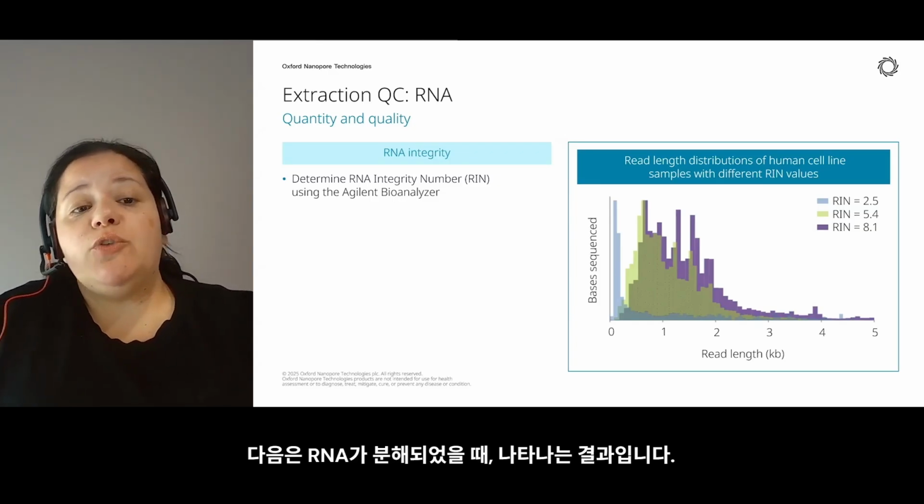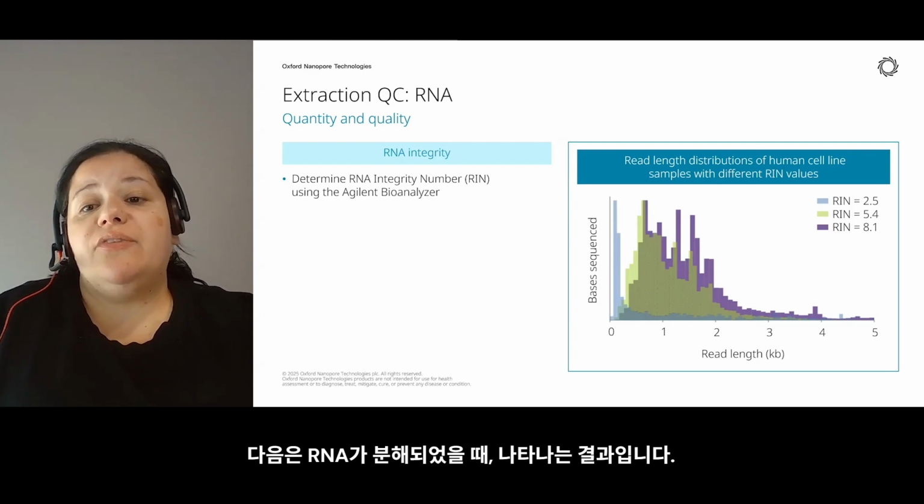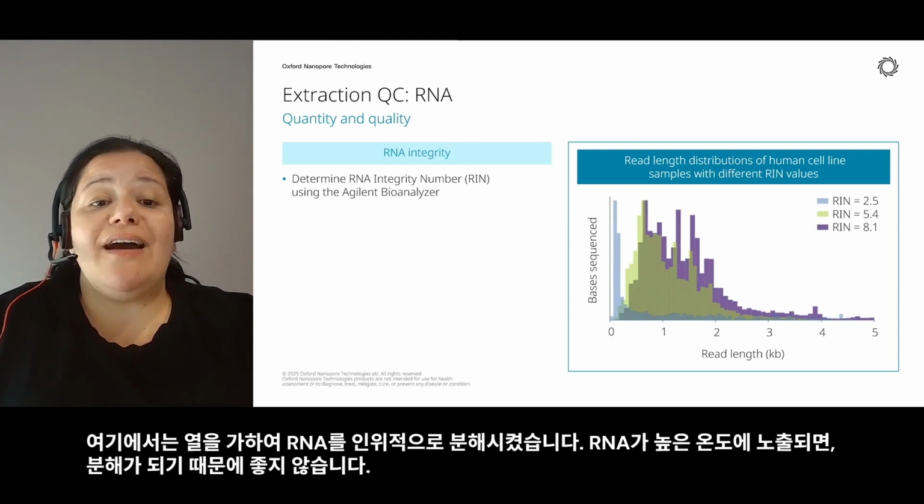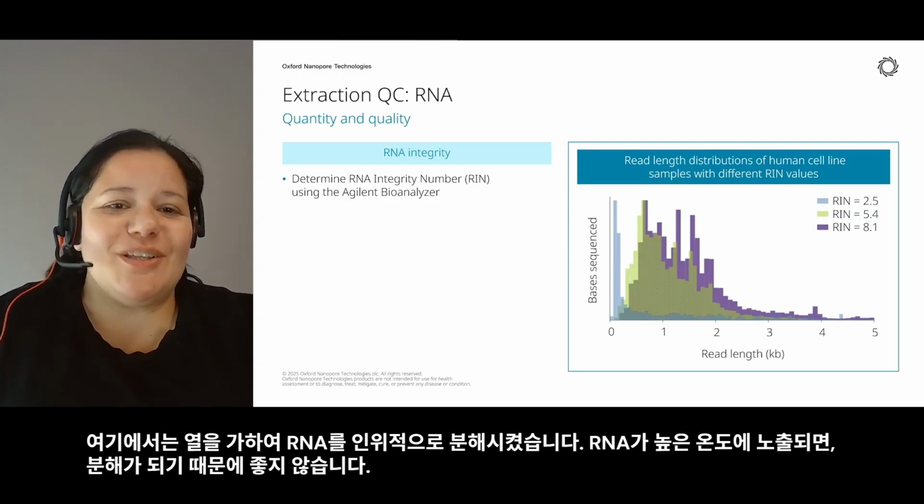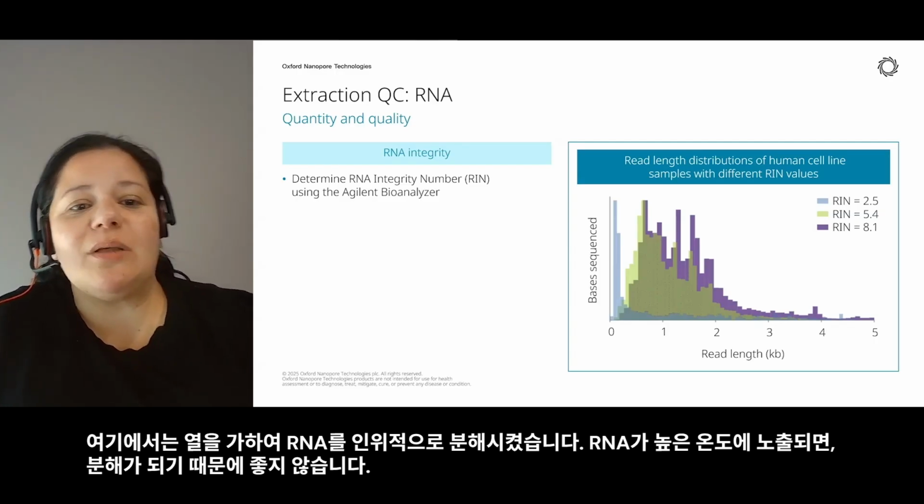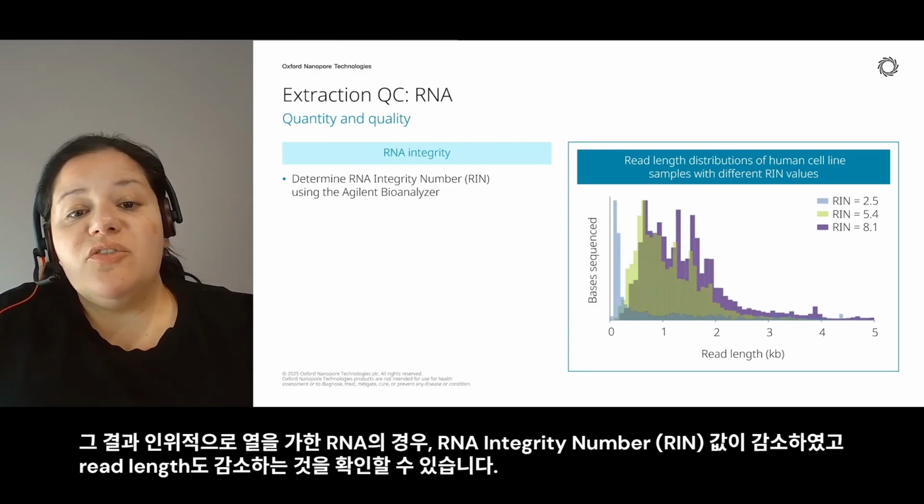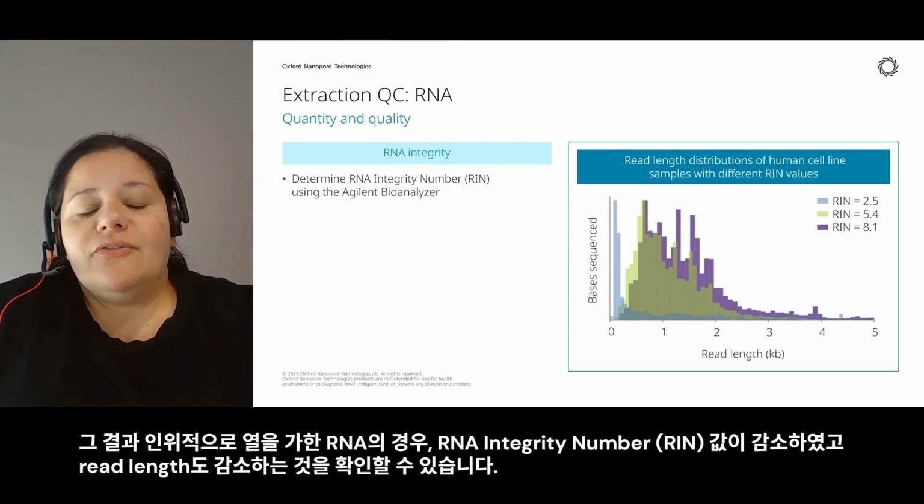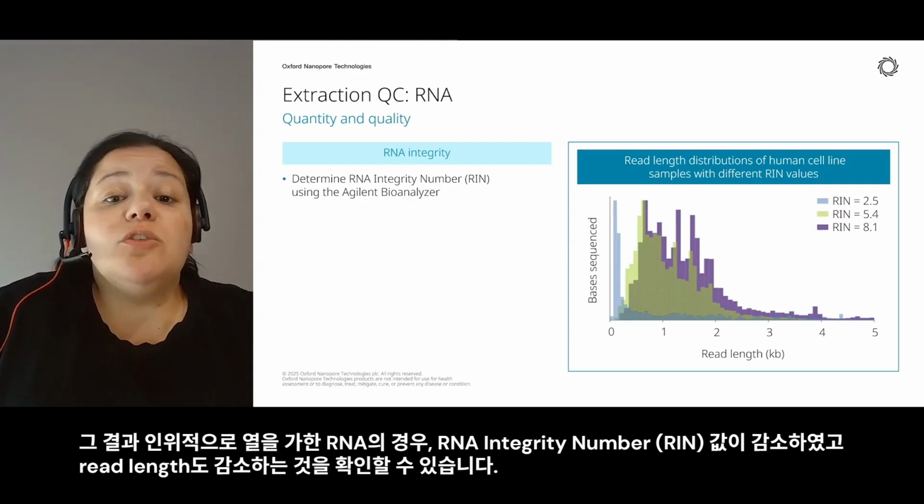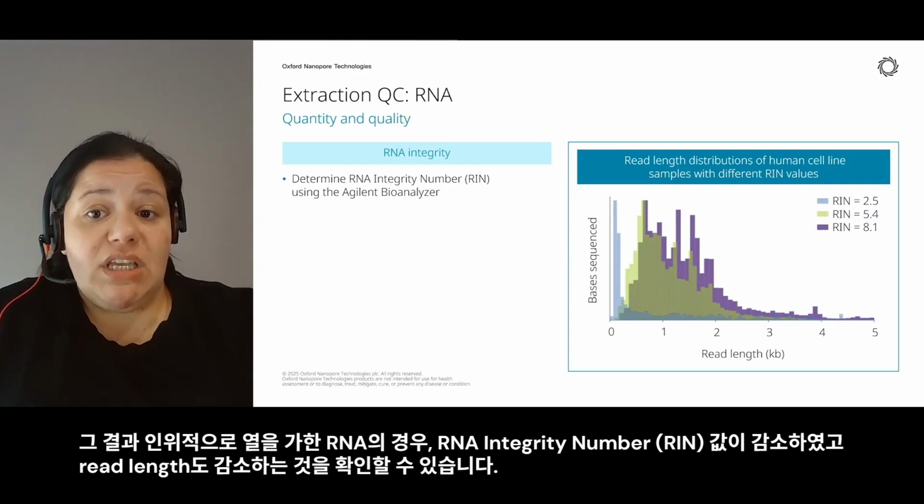This is an example to show you what will happen if your sample is degraded. So we have used heat to artificially degrade an RNA sample, and this is why you shouldn't really heat your samples or subject them to harsh temperature variations. It's not good for them. What we observe from artificially degrading a sample is that the lower the RIN, the shorter the reads.